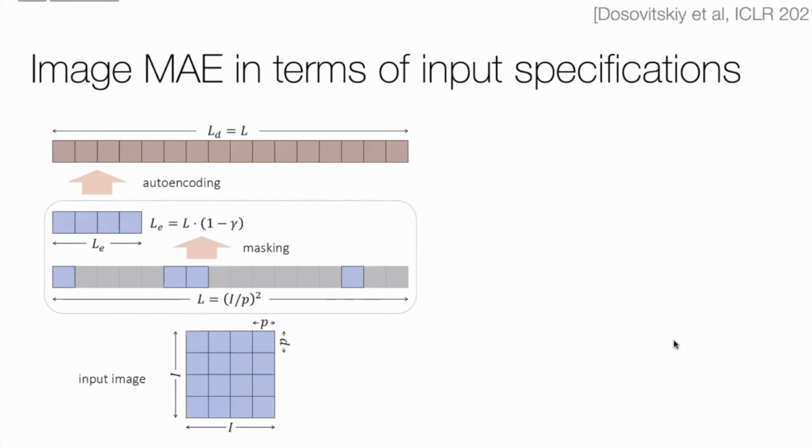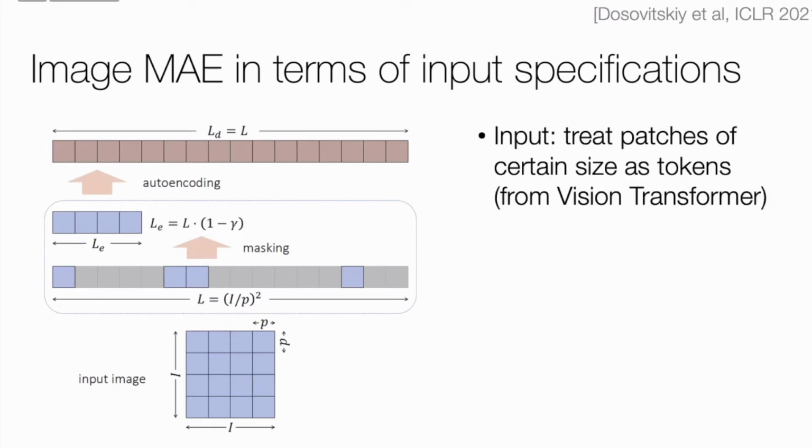For our long sequence MAE explorations, we want to have a close look at the input specifications of image MAE. The input of MAE is treating patches of a certain size as tokens. This is following the vision transformer work, that ViT is popular in computer vision. So if we have an image of size I, for example 224 by 224, then I is 224, and we have a patch size P of 16, then we will have a sequence length of L equals (I divided by P) squared, because it's height and width, two-dimensional.